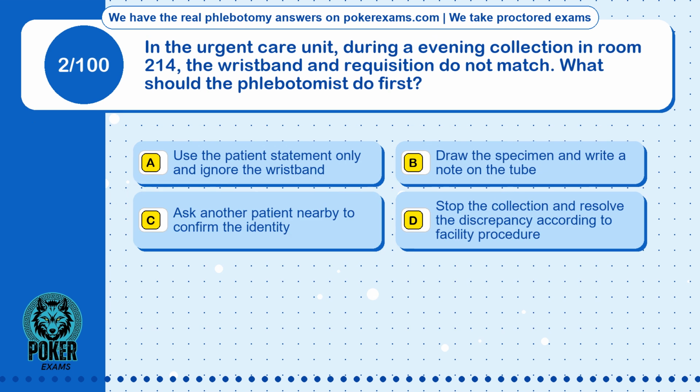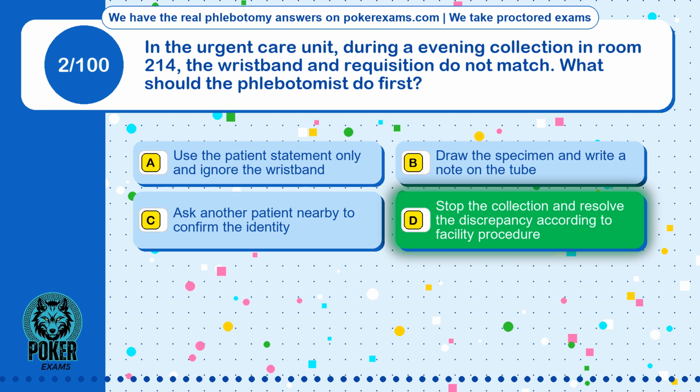Question 2. In the urgent care unit, during an evening collection in room 214, the wristband and requisition do not match. What should the phlebotomist do first? Option A. Use the patient statement only and ignore the wristband. Option B. Draw the specimen and write a note on the tube. Option C. Ask another patient nearby to confirm the identity. Option D. Stop the collection and resolve the discrepancy according to facility procedure.